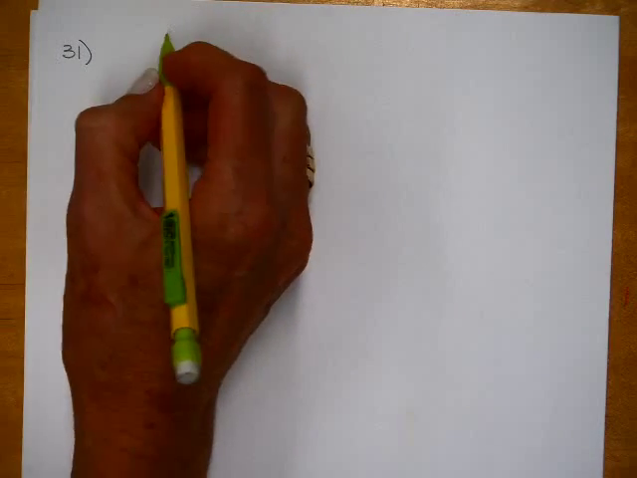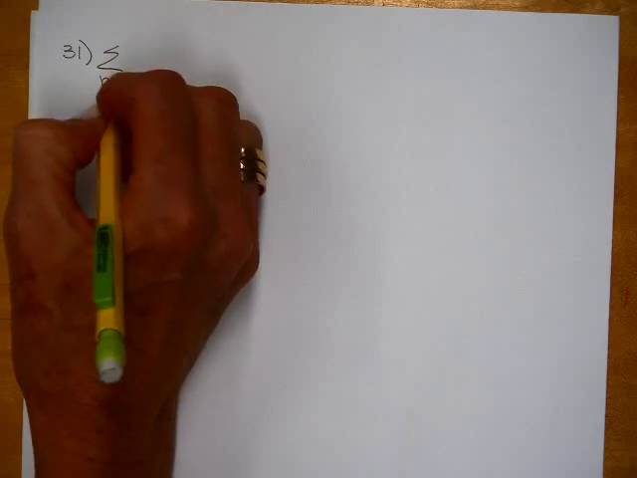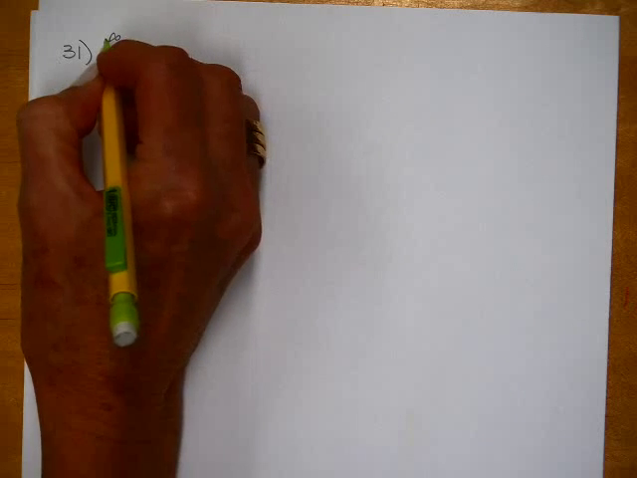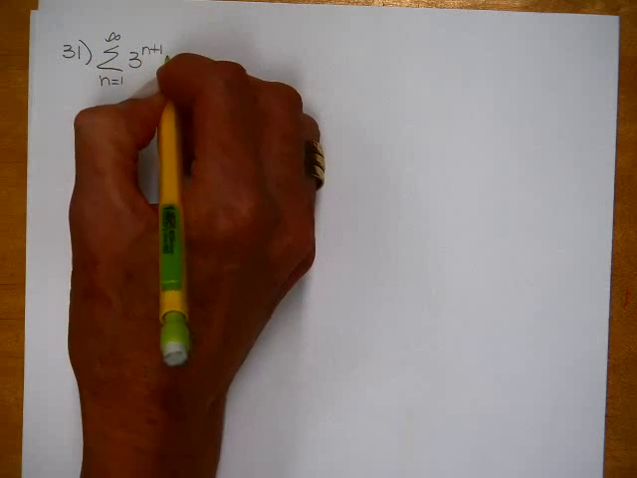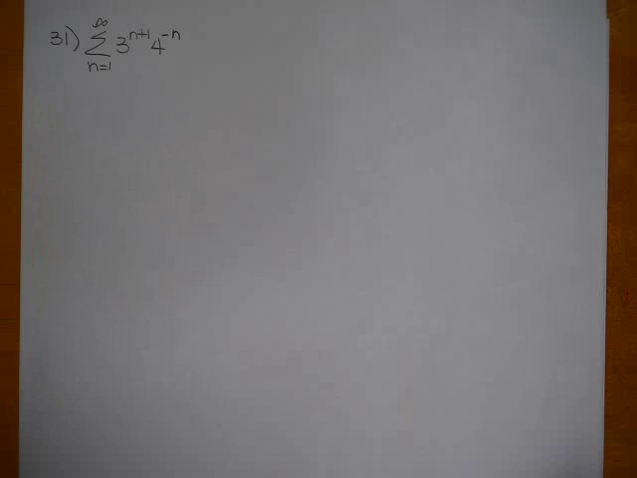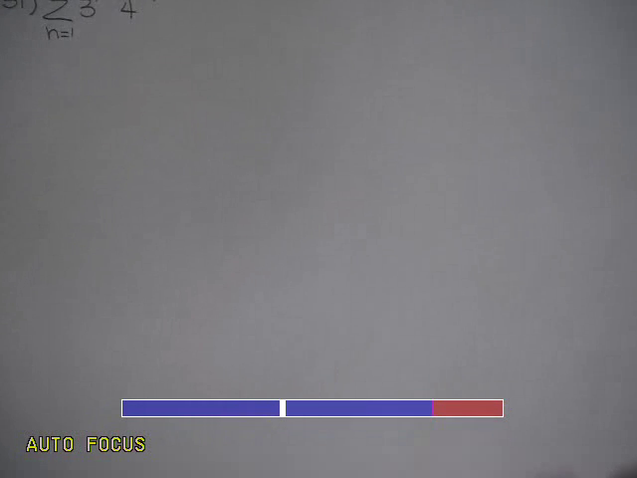All right, what if I have one like this? Trying to get all my geometric series out of the way for a minute. This is the sum from n equals 1 to infinity of 3 to the n plus 1 times 4 to the -n.